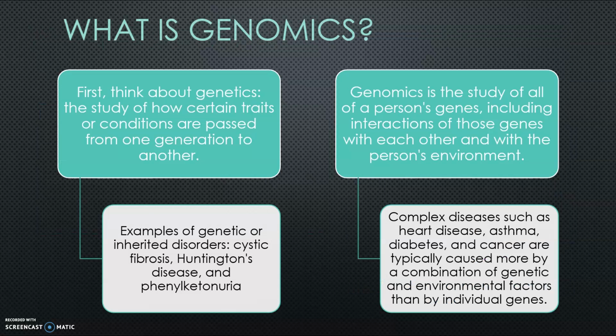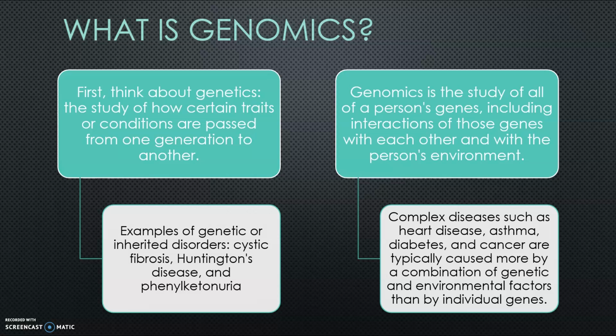So what is genomics? Before we talk about genomics, let's think about what we know of genetics, the study of how certain traits or conditions are passed from one generation to another. Examples of genetic disorders, also known as inherited disorders, are cystic fibrosis, Huntington's disease, and phenylketonuria. That's a mouthful, isn't it?